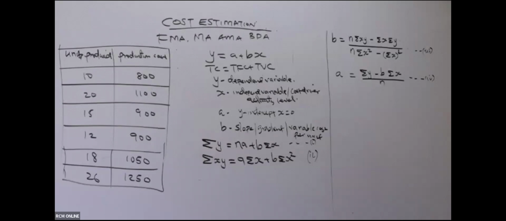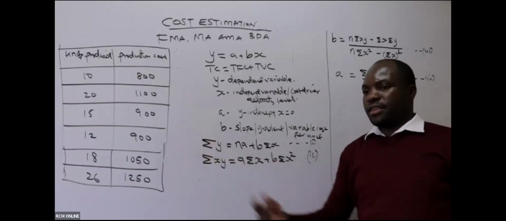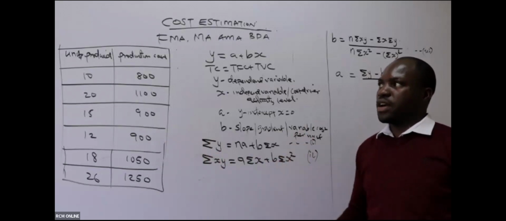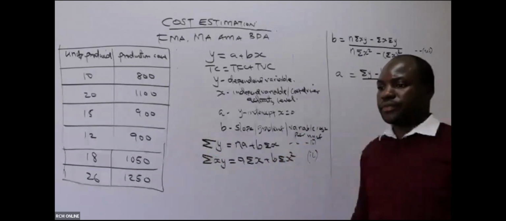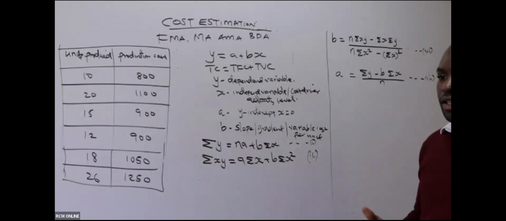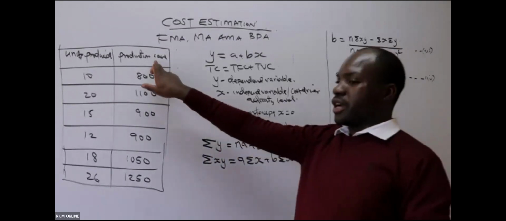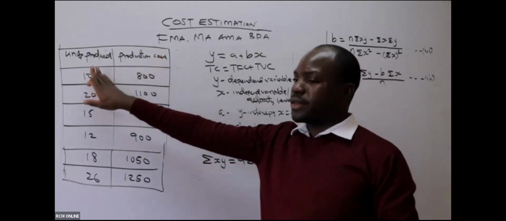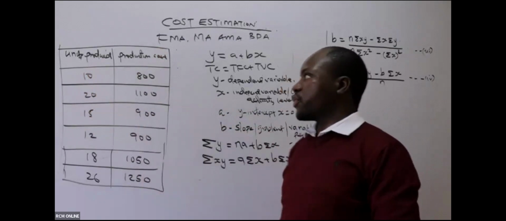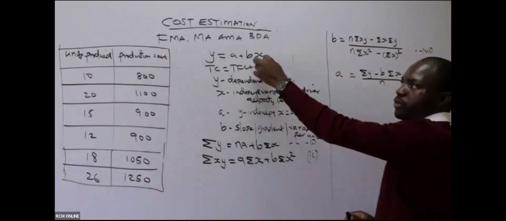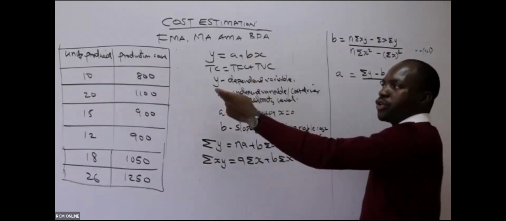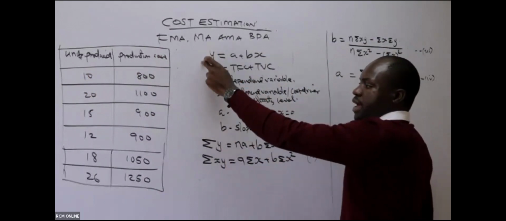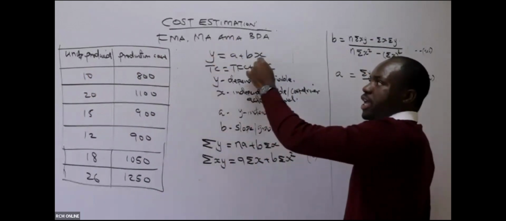Somebody to help us identify that. If you look at the data set given, which one will represent X and which one will represent Y? Yes, Joyce is telling us that Y is represented by production cost and X is the units produced. So units produced is the activity level. Our total production cost is dependent on the activity level.